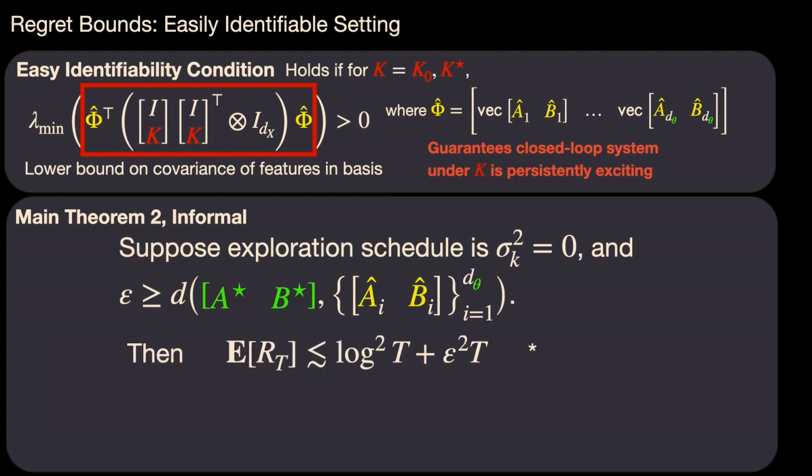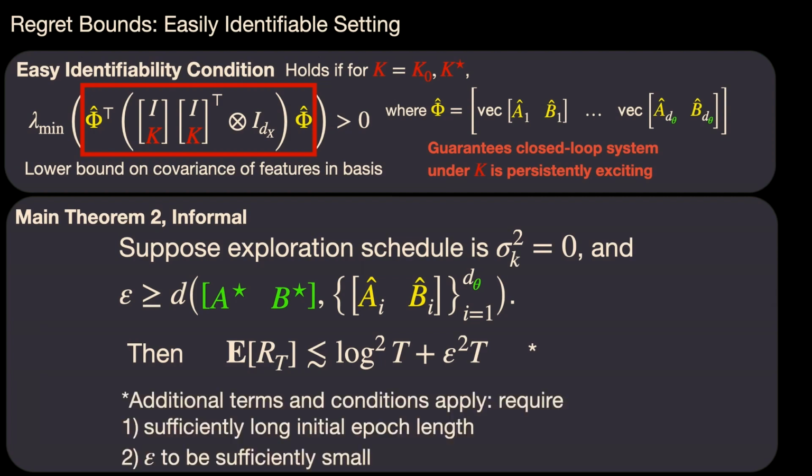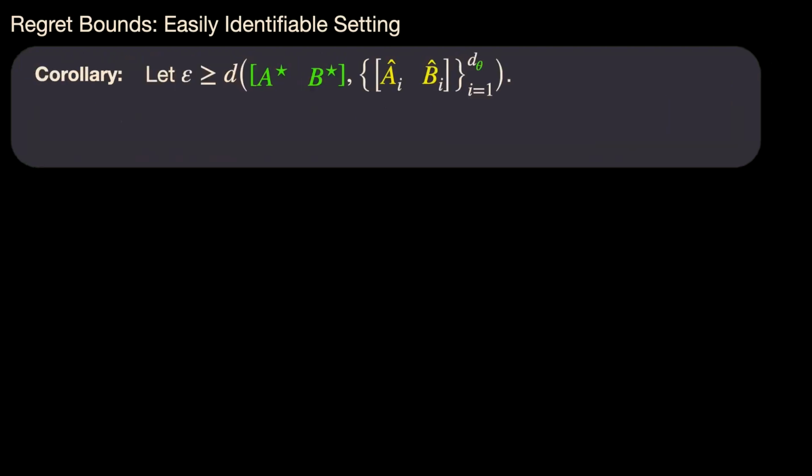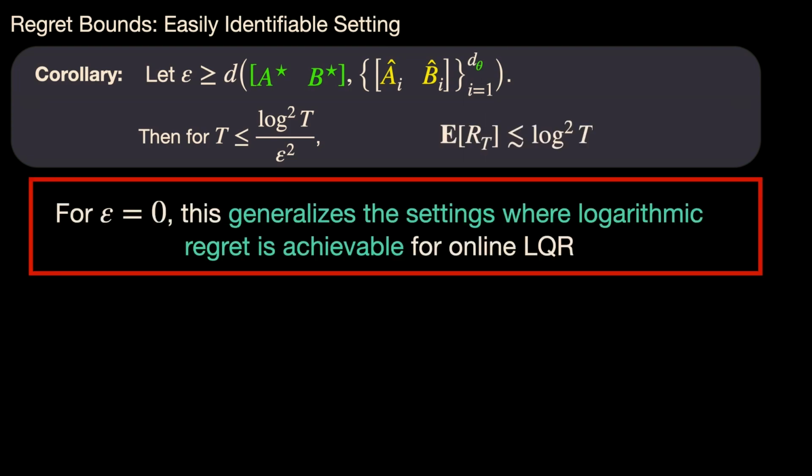Okay, and in this case, our regret bound improves to log squared of t plus epsilon squared times t. And again, under those terms and conditions on the initial epoch length and the size of the misspecification. All right, let's again examine this under the condition where t is in the small data regime. So for t less than or equal to log squared of t divided by epsilon squared, we find that the regret grows logarithmically.